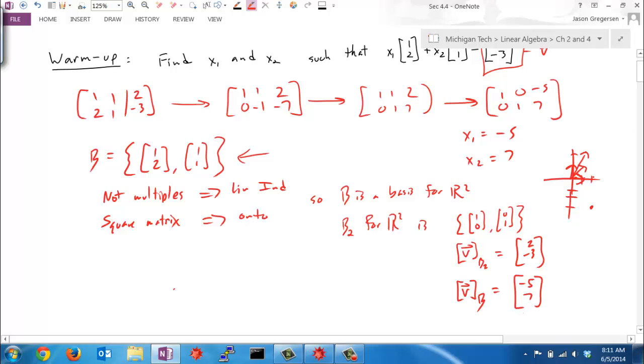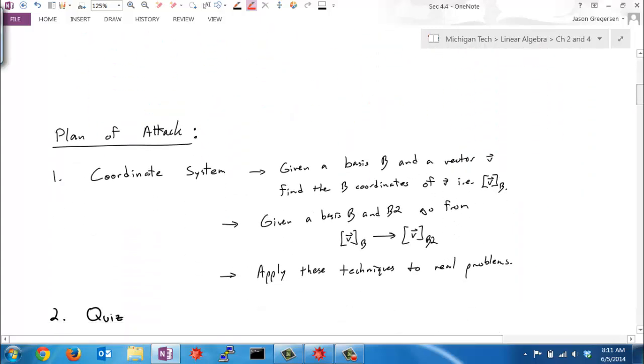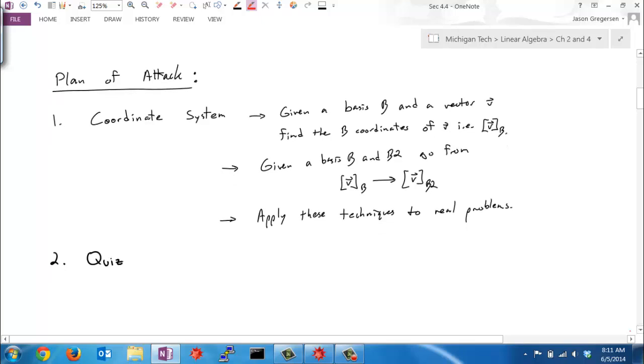All right, so that's the warm-up. Plan for today is to continue on coordinate systems. So we kind of laid the foundation here in 2.9. Now we want to build on that in 4.4. So given a basis and a vector, we want to be able to find the coordinates just like we did. So we're going to practice that a little more. Also, given a basis, we want to be able to kind of transition one to the other. And we want to see how this might be a useful thing.